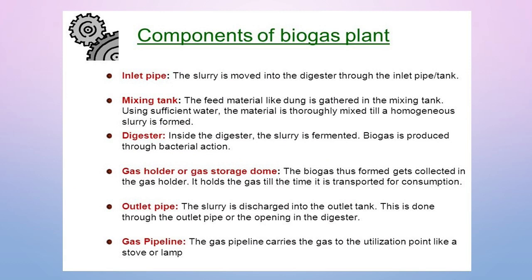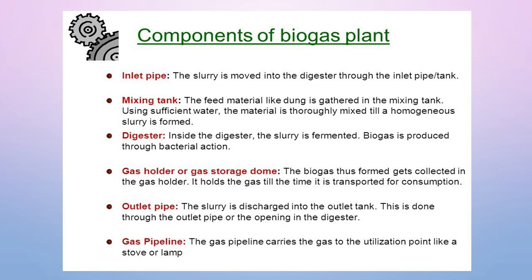Components of biogas plant. 1. Inlet pipe. 2. Mixing tank. 3. Digester. 4. Gas holder or gas storage dome. 5. Outlet pipe. 6. Gas pipeline.